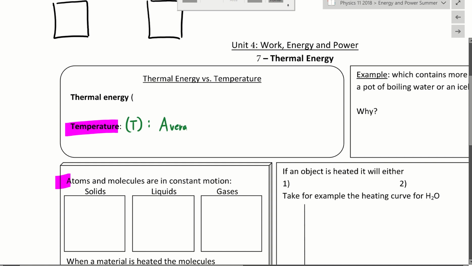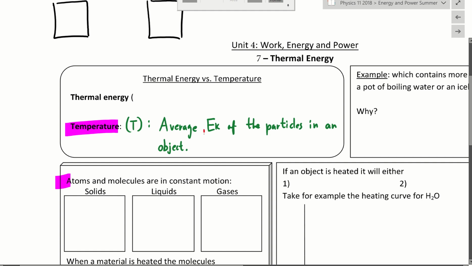Temperature is actually related to the measurement of the average kinetic energy of the particles inside an object. Now, I'm not talking about every single particle and all of their kinetic energy combined. I'm talking about an average kinetic energy of all the particles inside an object. So for example, you have an apple. An apple is going to have trillions and trillions of particles inside.